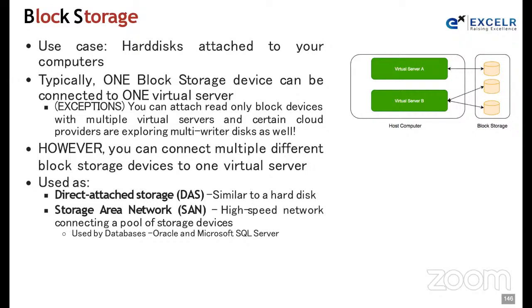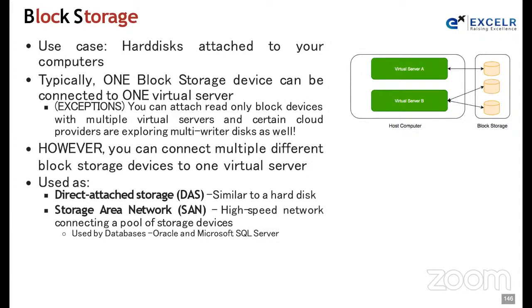For example, in AWS, you have an EBS volume of IO2 type, which will let you attach a single block device to multiple EC2 instances. So this is available with a lot of providers. Even in Azure, you have a disk which can be attached to multiple virtual machines as well. However, you cannot connect multiple different block storage devices to one virtual server. That is the exception you have to remember.